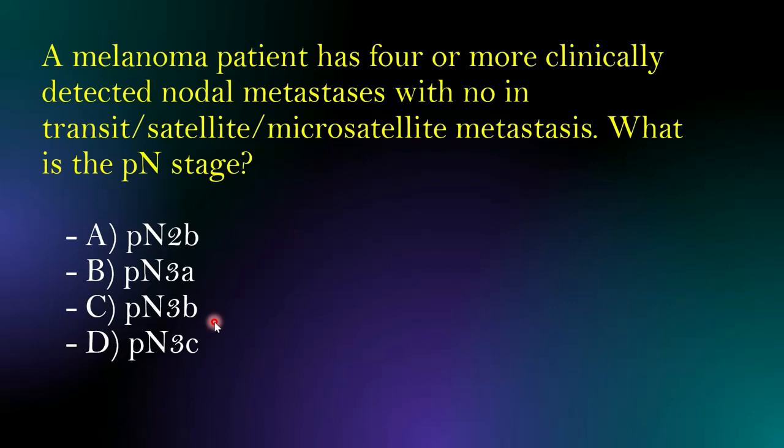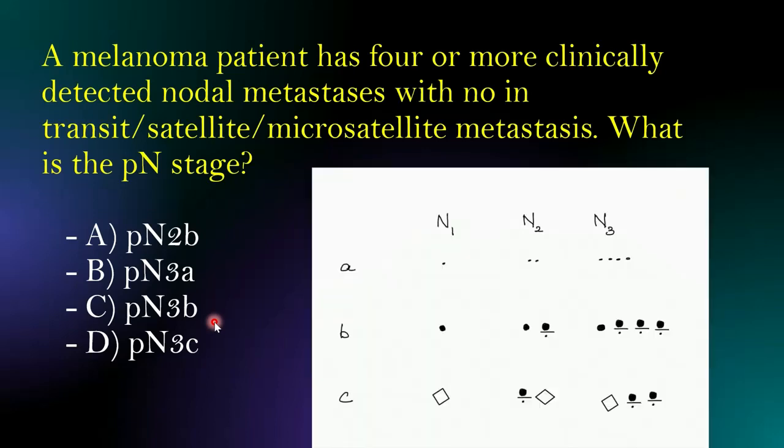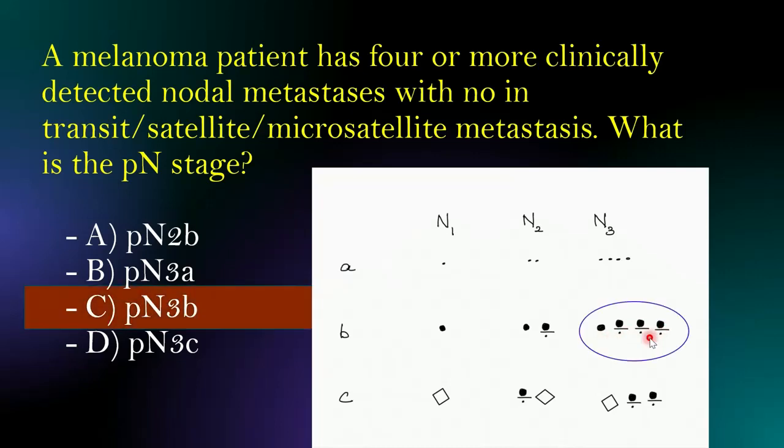A melanoma patient has 4 or more clinically detected nodal metastases with no in-transit, satellite or microsatellite metastasis. What is the PN stage? There are 4 or more clinically detected nodal metastases, there is no in-transit metastasis, so that becomes N3B.